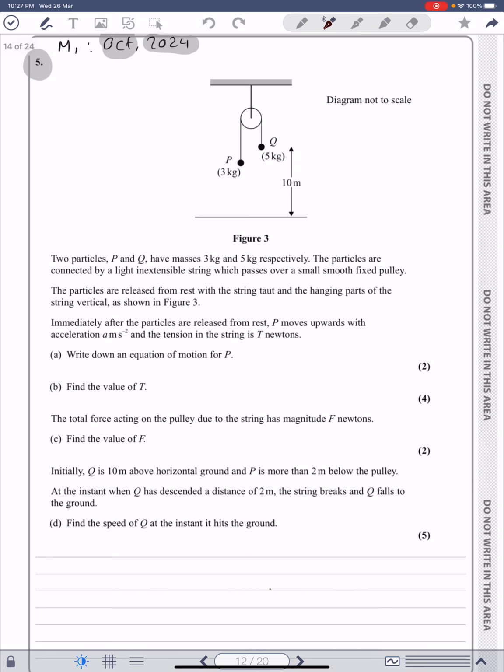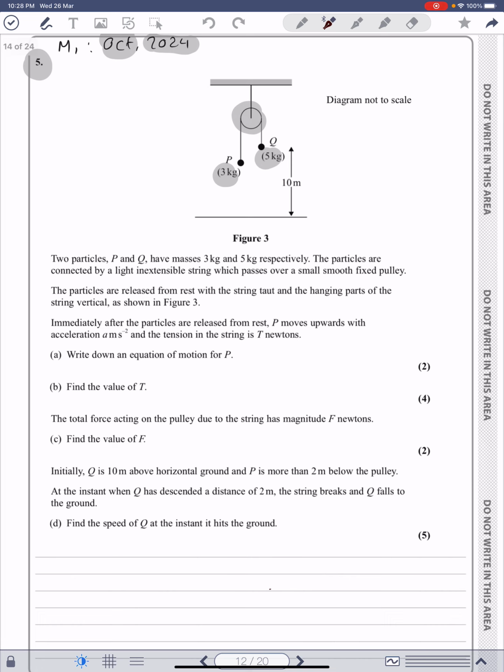Two particles, P and Q, have masses 3 kilograms and 5 kilograms respectively. The particles are connected by a light inextensible string which passes over a smooth pulley. This is the pulley here. The particles are released from rest with the string taut and have the hanging parts of the string vertical, as shown in the figure.